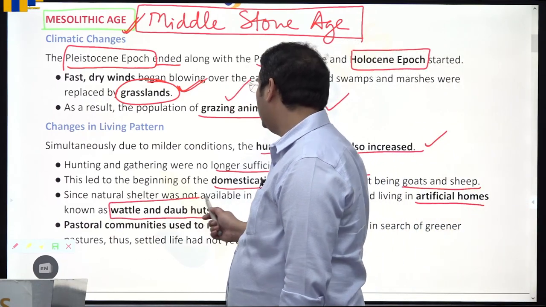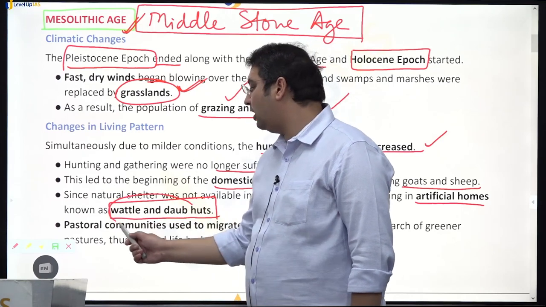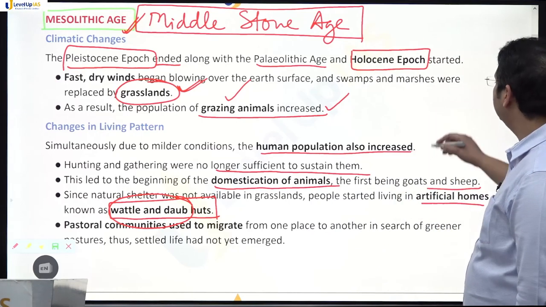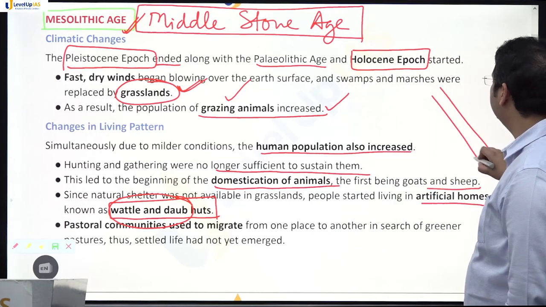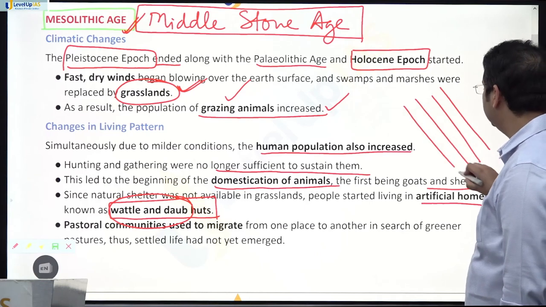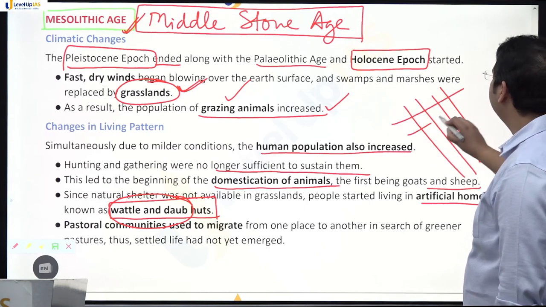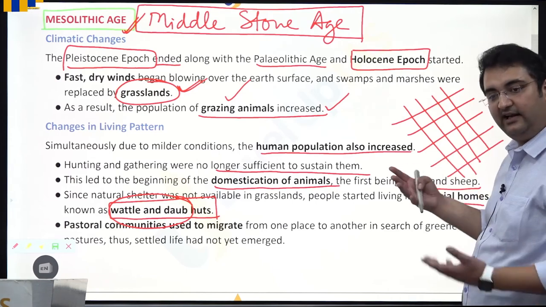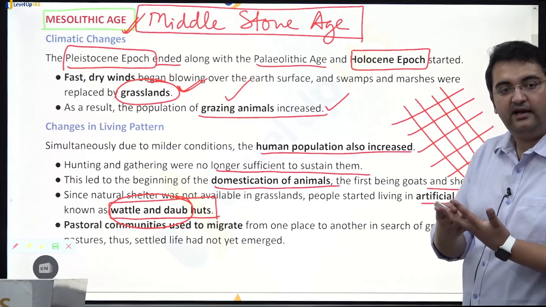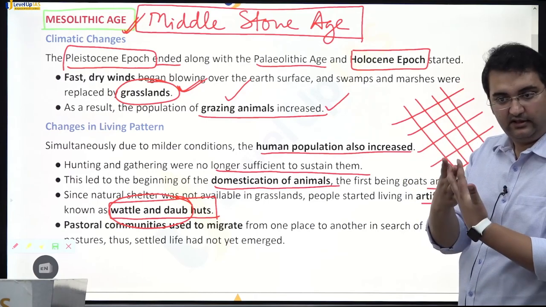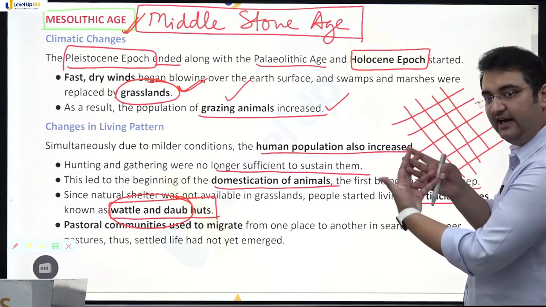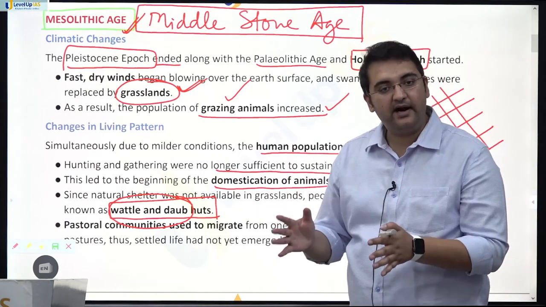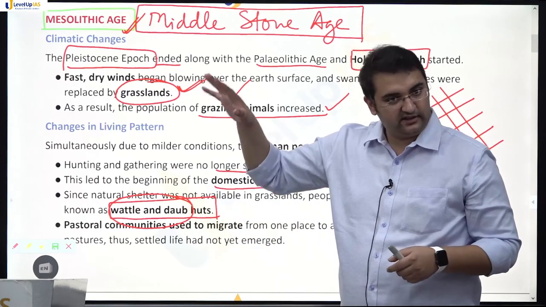So since natural shelter was not available in the grasslands, people started living in artificial homes known as wattle and daub huts. Wattle and daub is a construction technique. A wattle refers to an interlocking matrix or an interlocking lattice. You can imagine that these people might have taken strips of bamboo and interlaced them together in order to make a stiff skeletal structure, right? So this would act as the skeleton of the walls. And around them, they are going to take wet mud and daub it, thus constructing their homes.